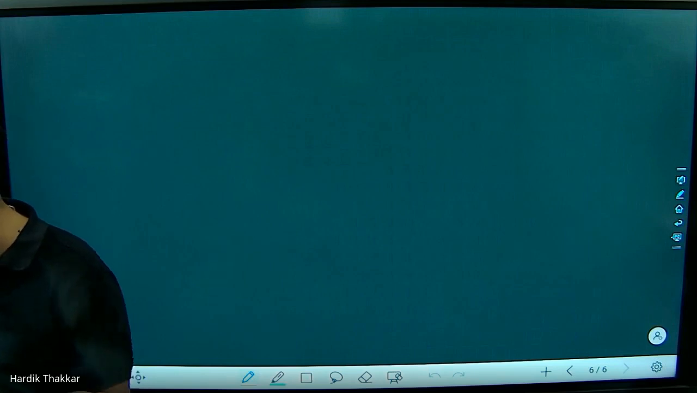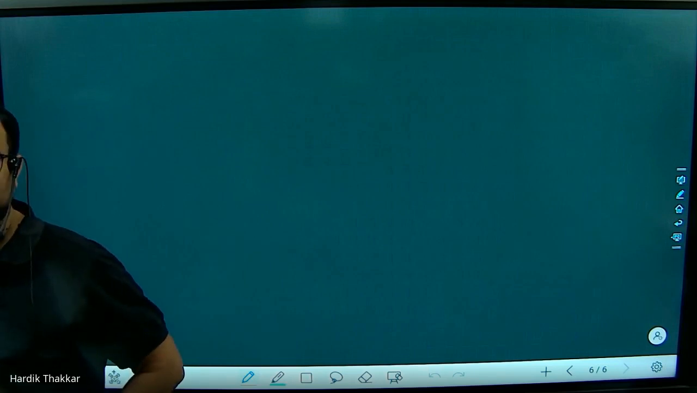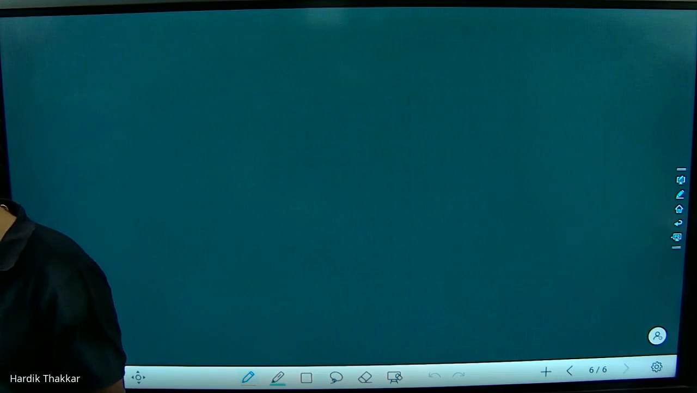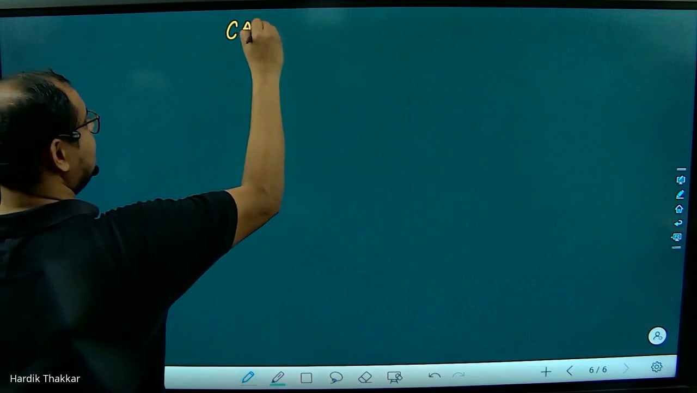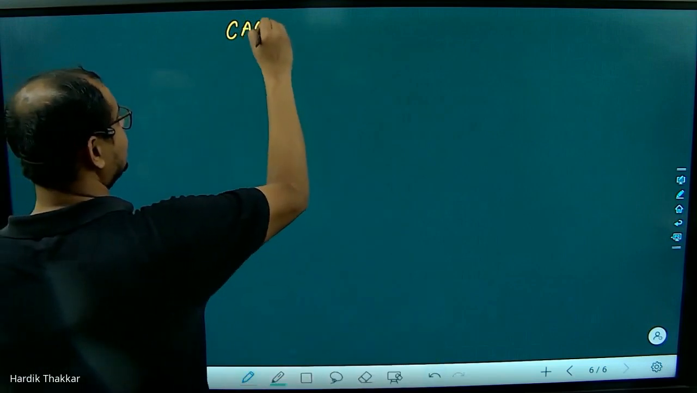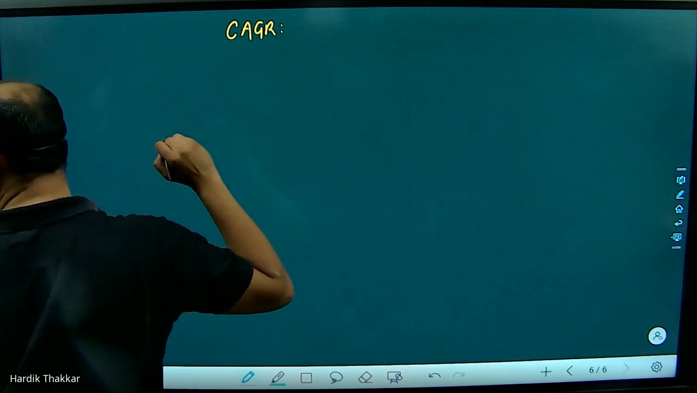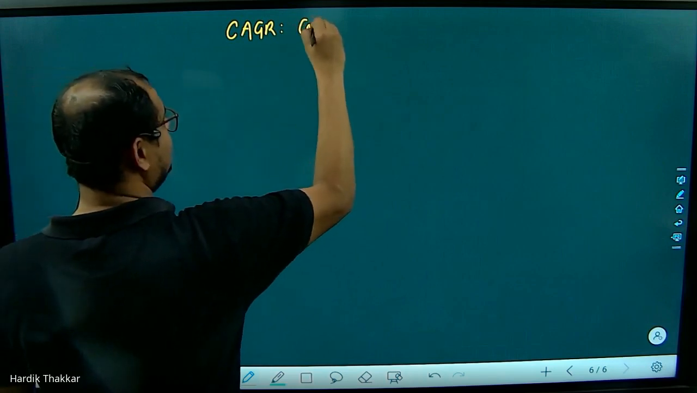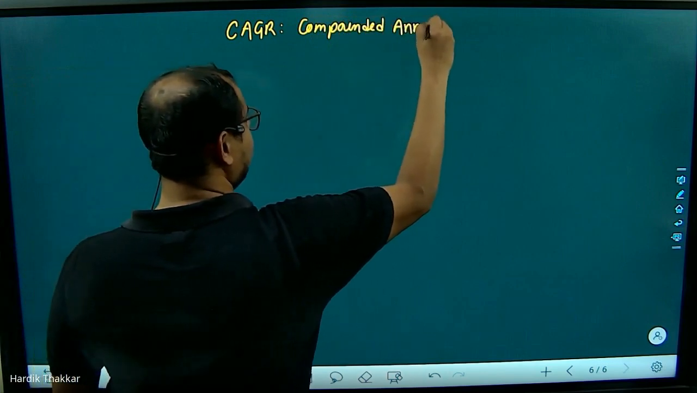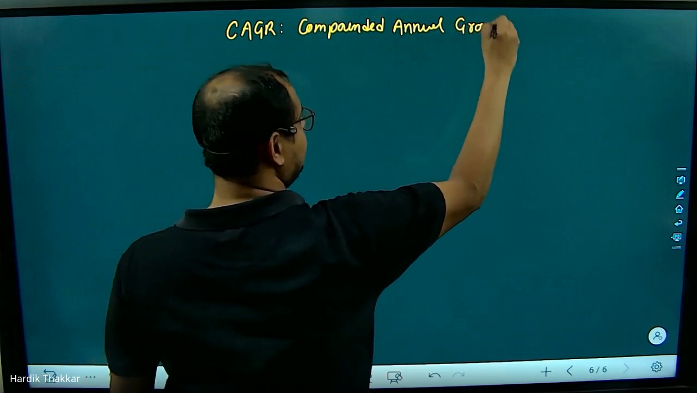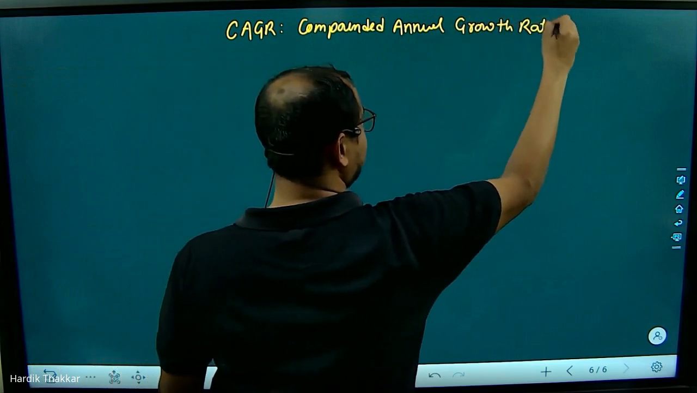Yes, I am telling you now, solve this thing, okay? Shall we clear? So we can leave question 5 and move to the next category, that is CAGR. Okay, so write the heading CAGR, that is compounded annual growth rate.